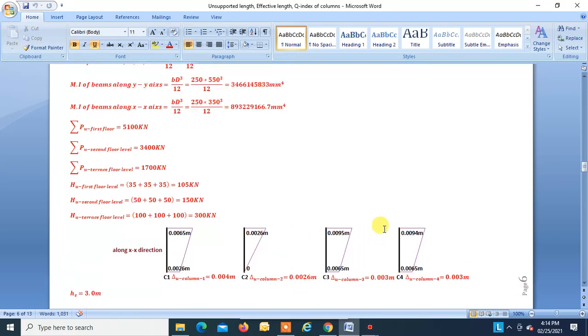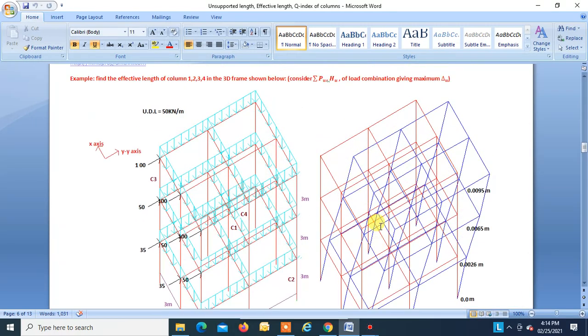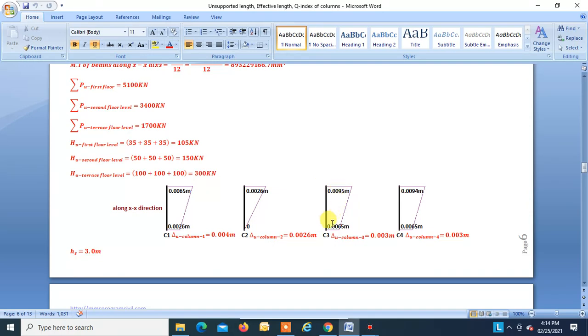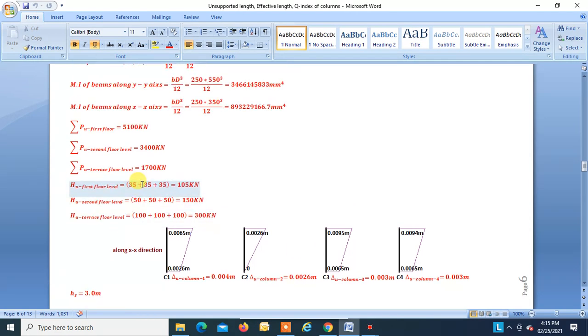Now C3 and C4, they fall on the same story, that is third story. Over here the displacement at top is 0.0095 and bottom is 0.0065. So that is what we have taken, 0.0095, 0.0065. So this minus this is equal to 0.003. So the story drift for these two is 0.003. Okay, so now we have everything with us.